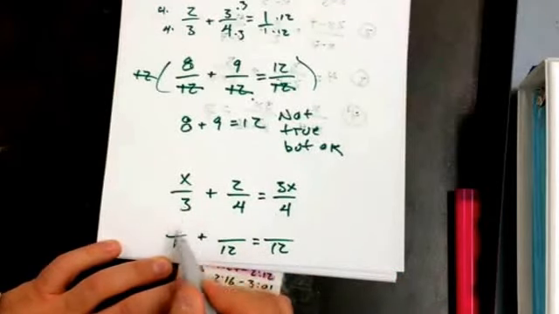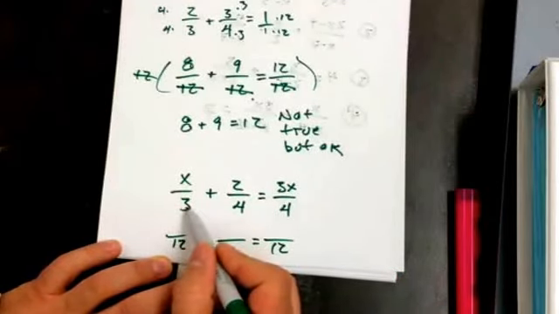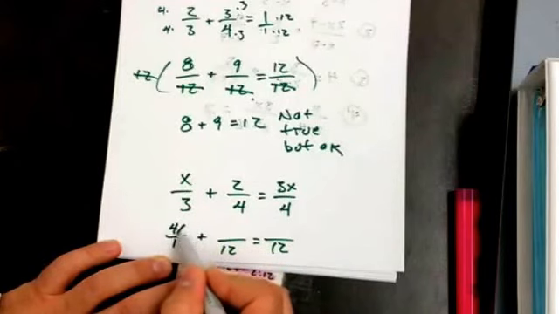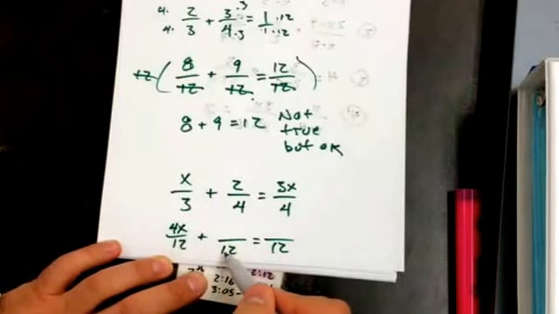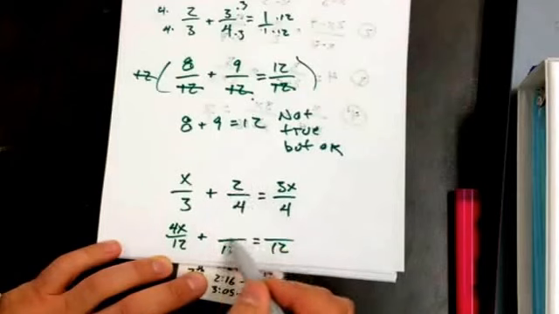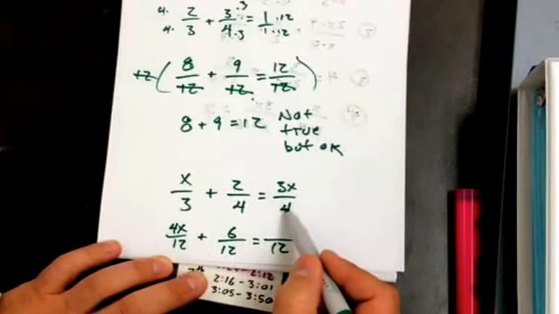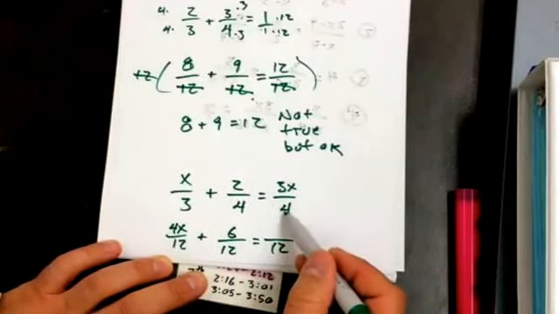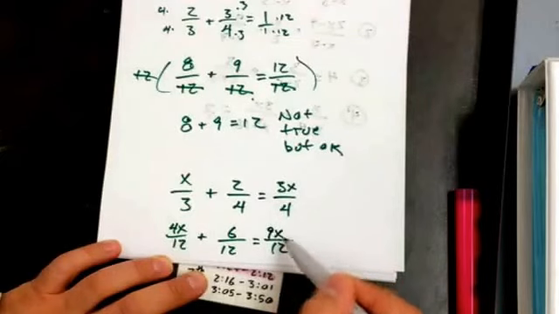What did I have to multiply this by to get here? I multiplied it by 4. So I multiplied the numerator by 4. What did I multiply this by to get here? I multiplied it by 3. So I multiplied the numerator by 3. What did I multiply this by to get here? I multiplied it by 3. So I multiplied the numerator by 3.